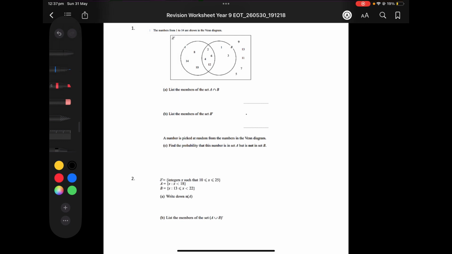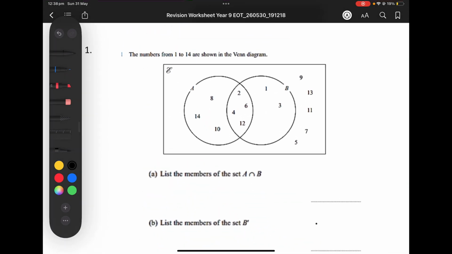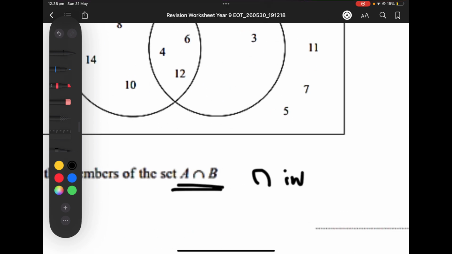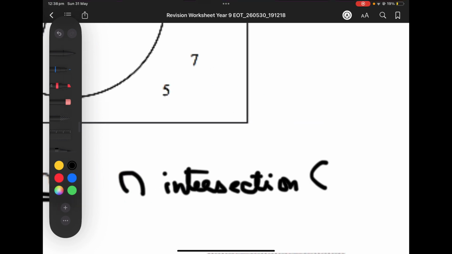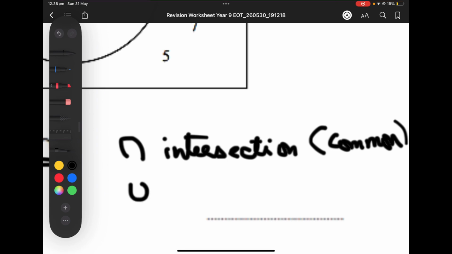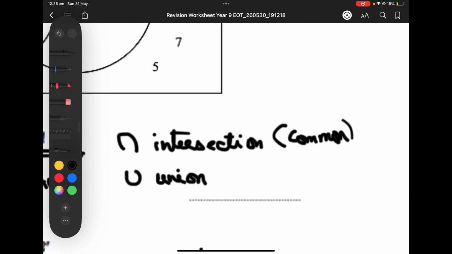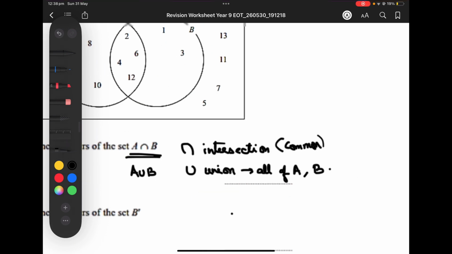The first question states that the numbers from 1 to 14 are shown in the Venn diagram. List the numbers that are in A intersection B. This symbol is intersection, which picks out the common terms in both the sets. Then this other symbol is the union. A union B, so what do you write in here? All terms, all of A and B. Even the common terms will be included in here.